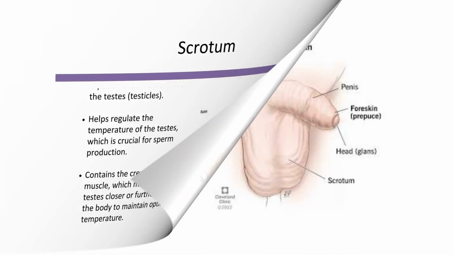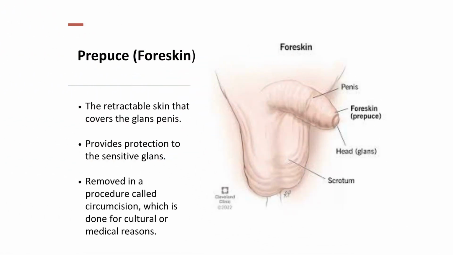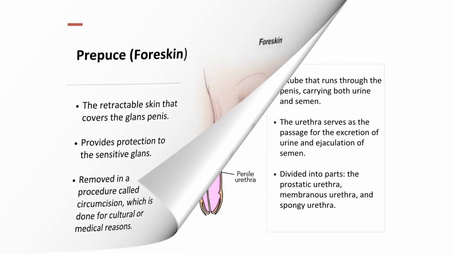3. Foreskin, prepuce. The foreskin is a fold of skin that covers the glans penis in males who are not circumcised. Function: the foreskin helps protect the sensitive glans penis from friction and irritation. It also contains nerve endings that contribute to sexual pleasure. Removal: Circumcision is the procedure in which the foreskin is surgically removed, often for cultural, religious, or medical reasons. Removal of the foreskin may affect the sensitivity of the glans, although it typically does not lead to a loss of sexual function.